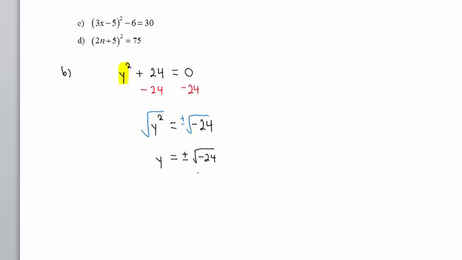Now the square root of negative 24 is the square root of 4 times the square root of negative 1 times the square root of 6. 4 times negative 1 times 6 is indeed negative 24. And this is 2i square root of 6. So our two solutions are y equals negative 2i square root of 6 and y equals 2i square root of 6. Let's go on to part C.